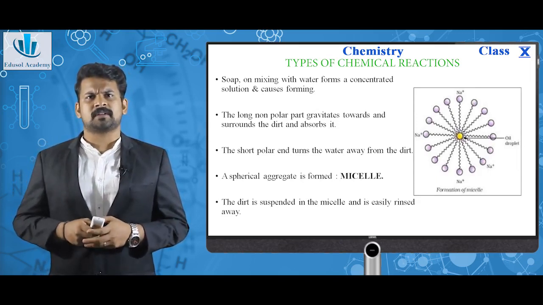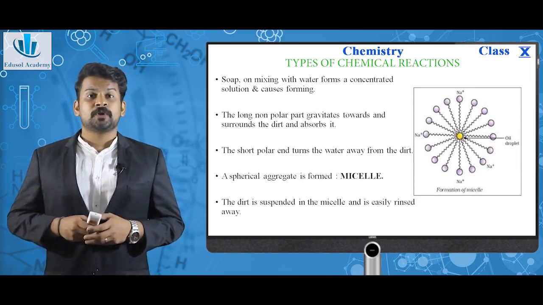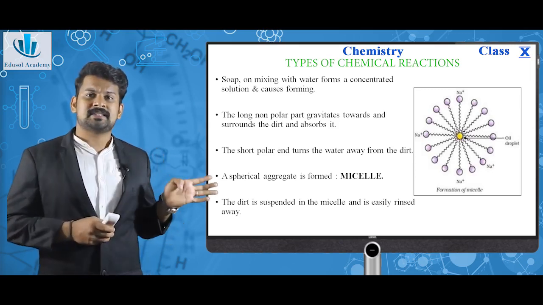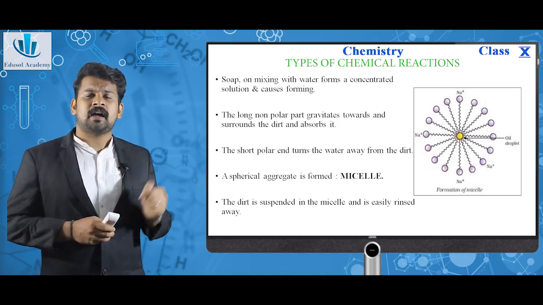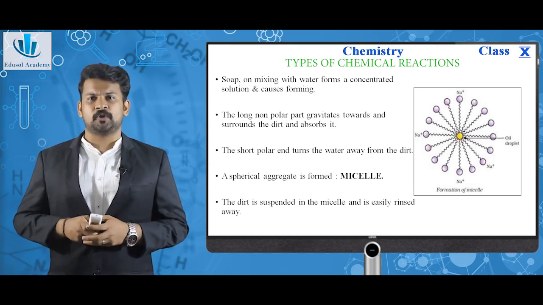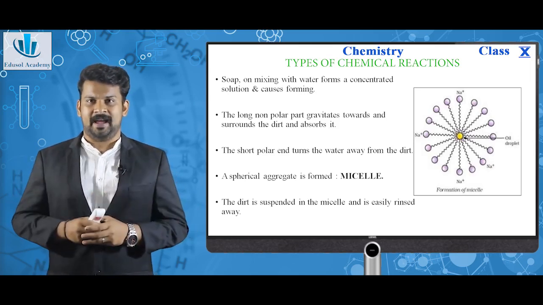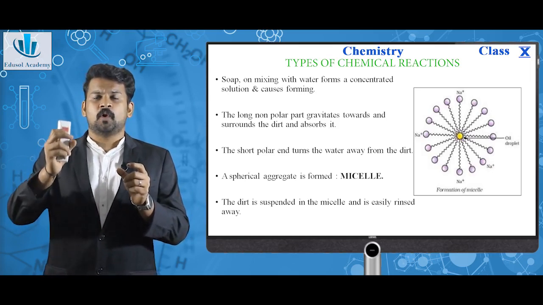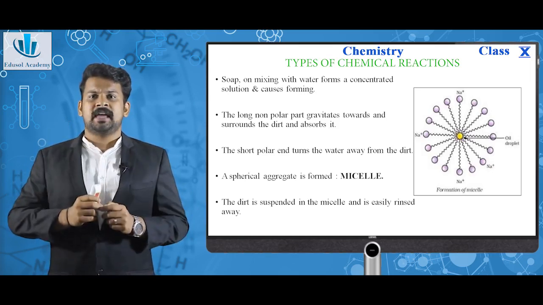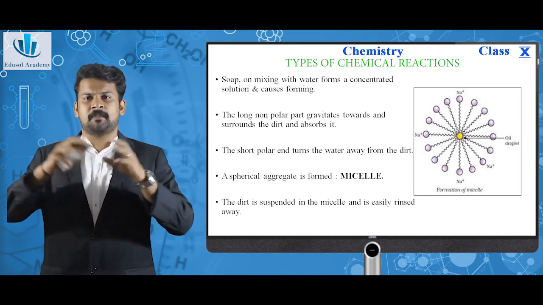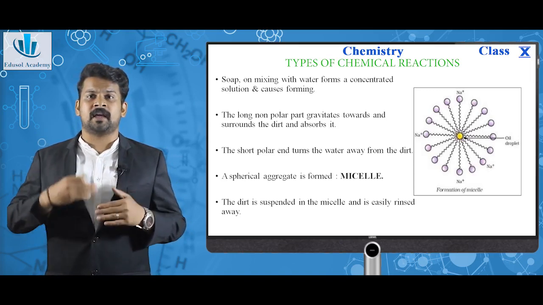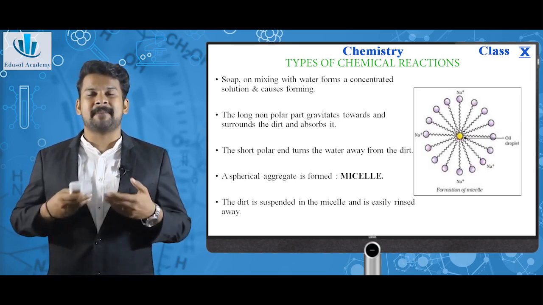Soap on mixing with water forms a concentrated solution and it causes foaming. The long non-polar part gravitates towards and surrounds the dirt and absorbs it. As you can see, several soap molecules orient in such a way that the oily dirt and the non-polar part of the soap attract together, and the dirt is trapped inside as the molecules orient themselves to form a different kind of structure which is called micelle.